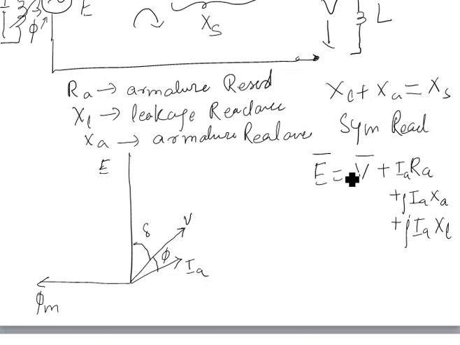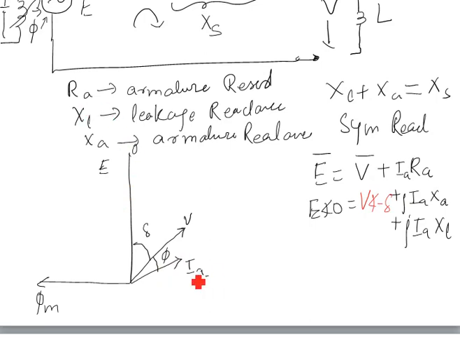So if I am writing E as a vector, you can write E at an angle 0 and V at an angle delta. This axis is considered as 0, and this axis will be minus delta, lagging. So I can write it like this, V at an angle minus delta. Now we will draw the phasor diagram.